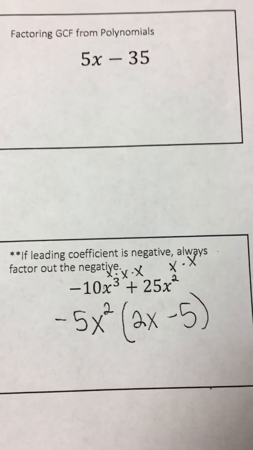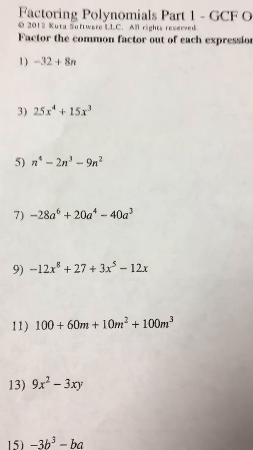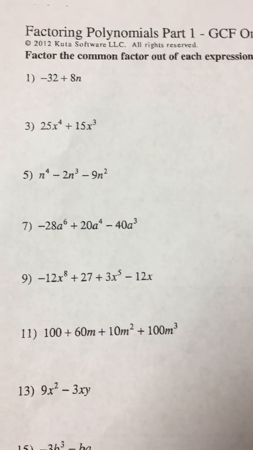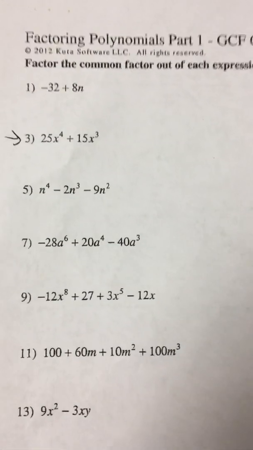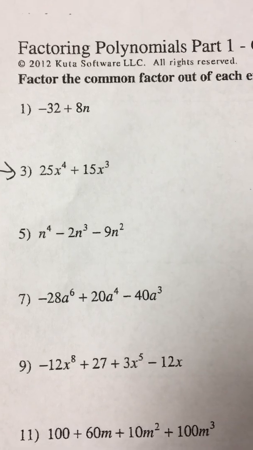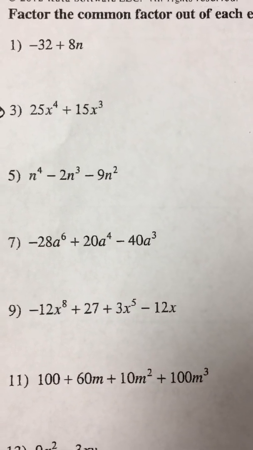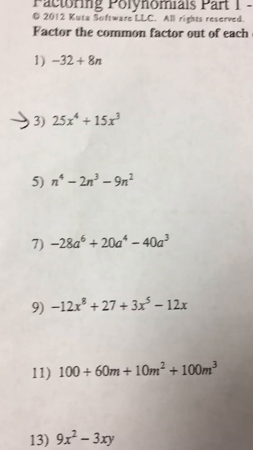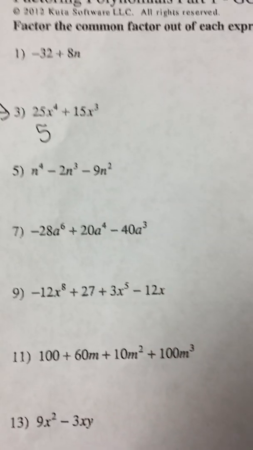Okay, now that we got that one out of the way, let's look at a couple of them from the homework. So when I flip over to the homework, I'll start with, let's say, number 3. So on number 3, I'm going to follow the same first two steps. The very first one is I have to look at the numbers, my coefficients, 25 and 15. What's a common factor that the numbers have? 5. So I pull 5 out.